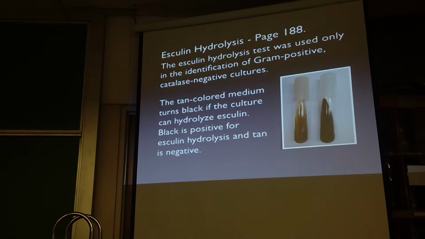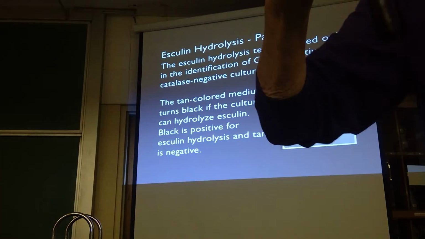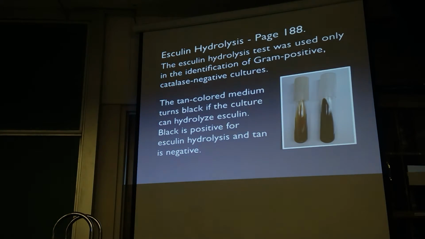Does anybody have a negative one? I do. Oh, there's one. And you do too. Okay, so here's an esculin reaction that is negative, and here's an esculin reaction that's positive. You just look at them.